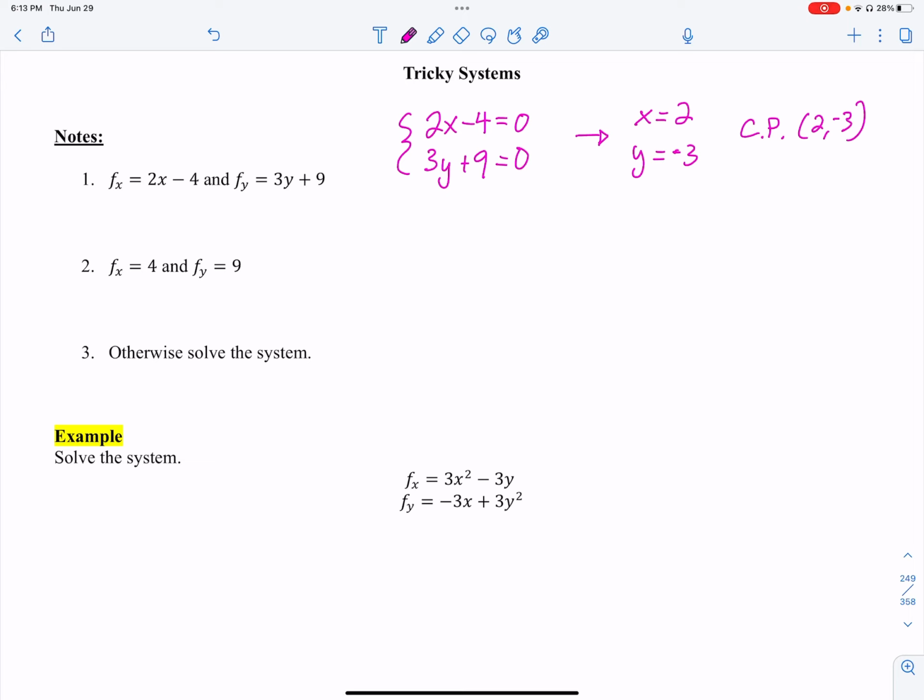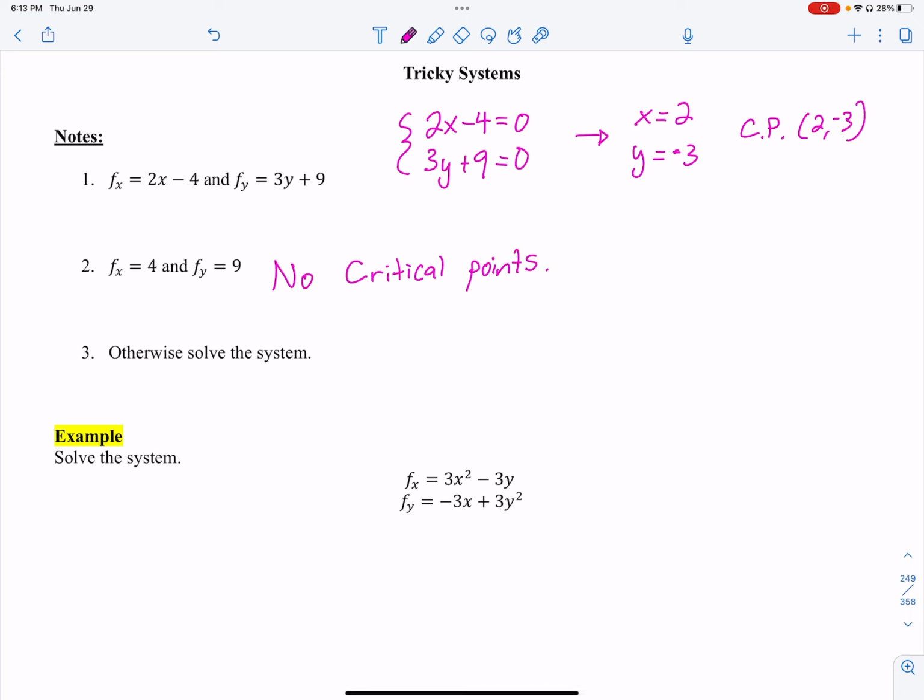Same thing here on this system. If I get that the partial of x is 4 and the partial of y is 9, and I had to solve that system, that doesn't exist, right? 4 does not equal 0, 9 doesn't equal 0, so no CP here, no critical points. We'll write it here. No critical points.